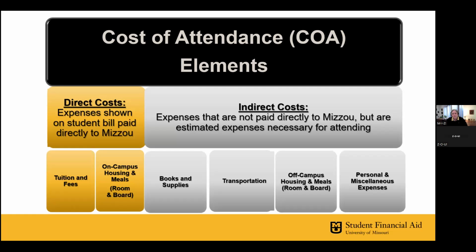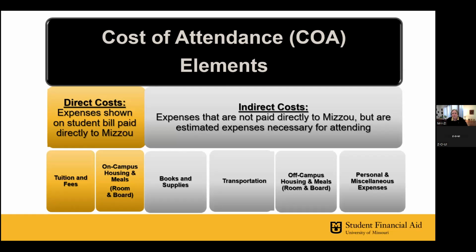Now, the off-campus housing and meals. So if you're living in an apartment around Mizzou that's not owned by the university, that will not be billed through Mizzou. And so then that's considered an indirect cost because you have more control over how many roommates you have to split the costs more evenly, how expensive of an apartment you live in. So that's an indirect cost where you have a little bit more control. And again, it's going to be variable by student.